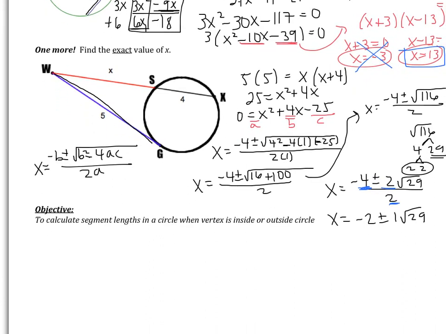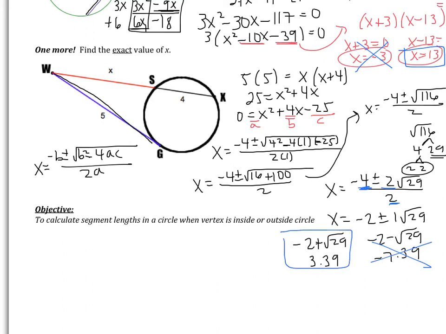Okay, so this gives us two answers. Negative 2 plus root 29, negative 2 minus root 29. Okay, if I get decimal approximations for both of those, I get about 3.39 and about negative 7.39. Now looking at our figure, negative again doesn't make sense. So this is my only answer, the negative 2 plus root 29, which is about 3.39.